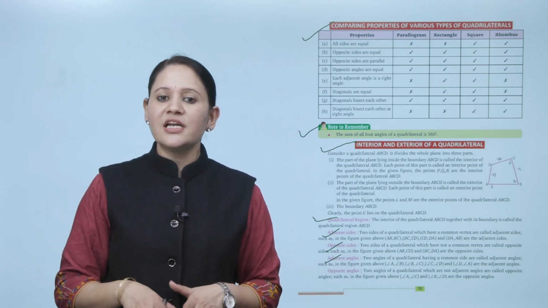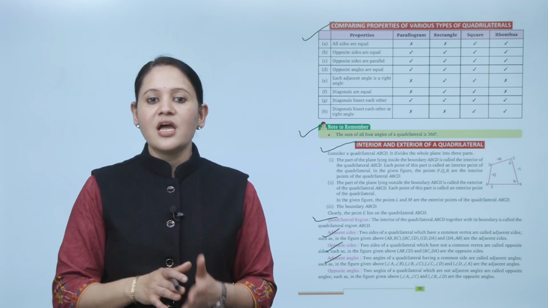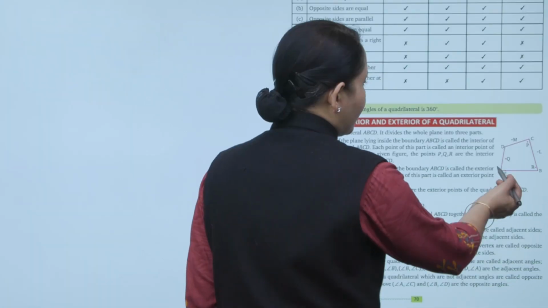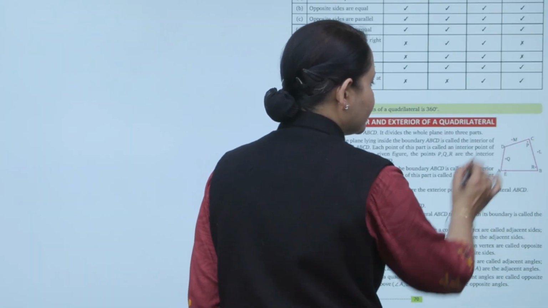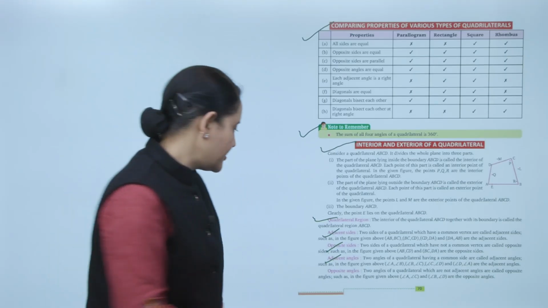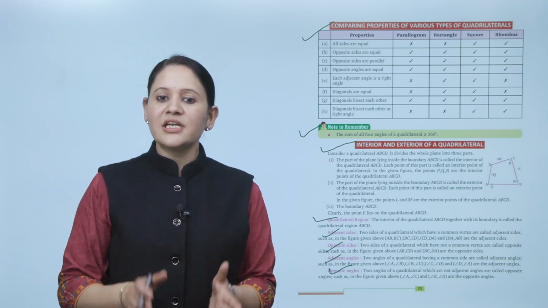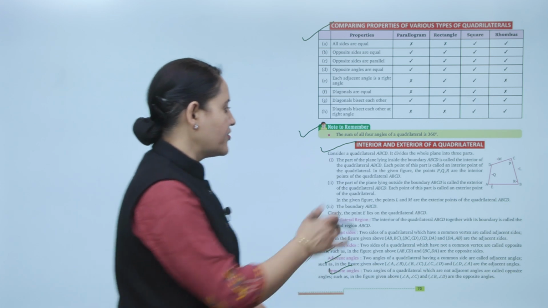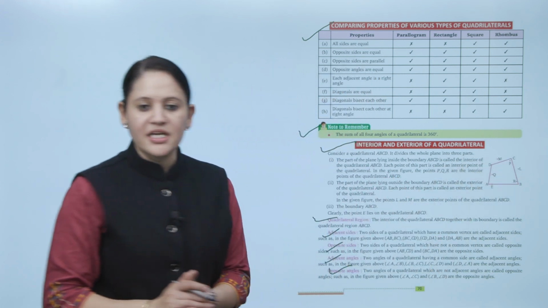Two angles of the quadrilateral having a common side are called adjacent angles, such as in the figure given. Angles A and B are the ones next to each other. So angles A and B are adjacent, B and C are adjacent, C and D are adjacent, D and A are adjacent. Clear? Next are opposite angles. Two angles of the quadrilateral which are not adjacent are called opposite angles, such as in the figure, angles A and C are opposite and B and D are opposite angles. Clear?